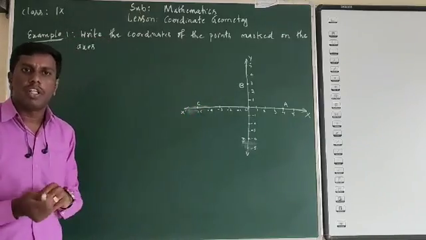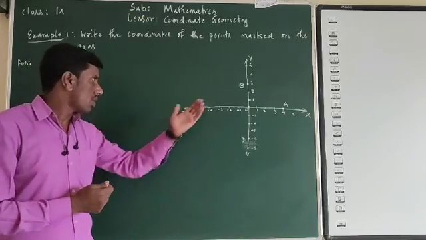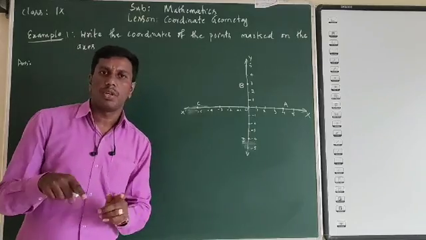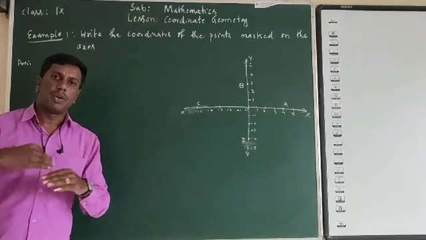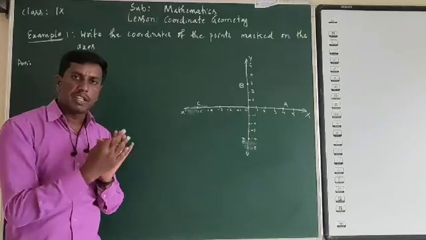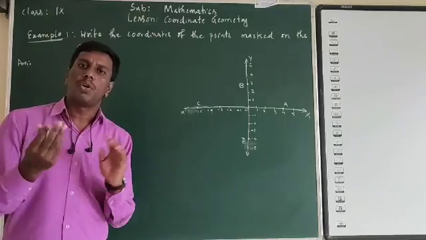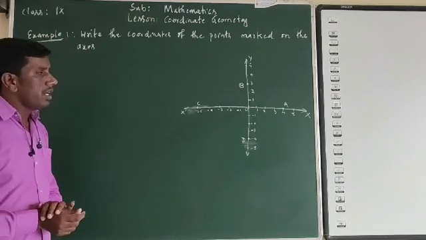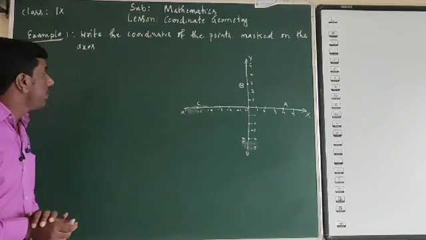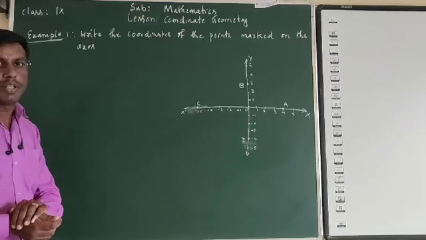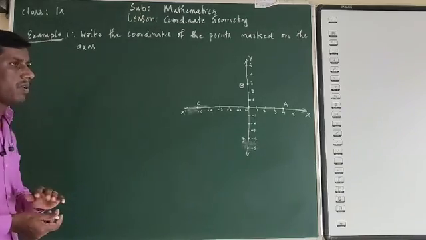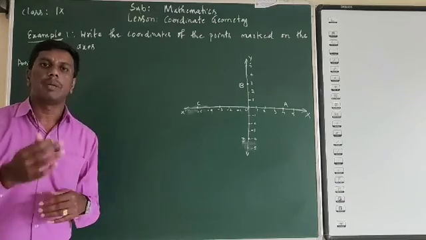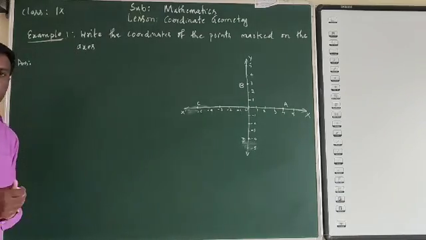So these things we have learned in the last session, that is, the coordinates of the origin. The coordinates of the origin will be 0, 0, because the perpendicular distance from the y-axis and the perpendicular distance from the x-axis, both will be 0. So therefore the coordinates are 0, 0, right? Those things we learned in the earlier session. In this session we are going to solve some examples. After this we will go for how to locate a point on the plane when its coordinates are given.